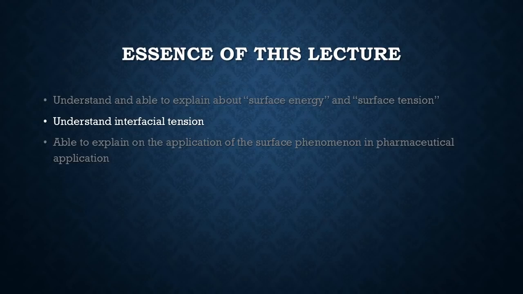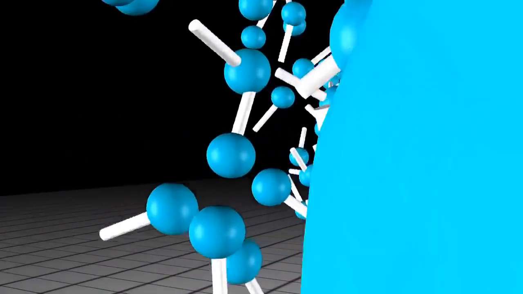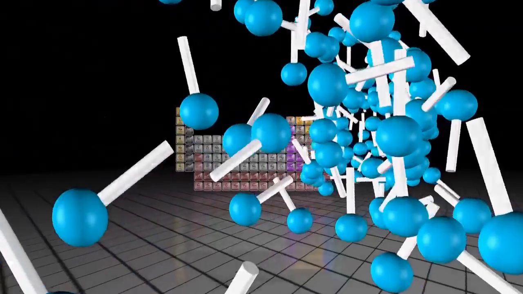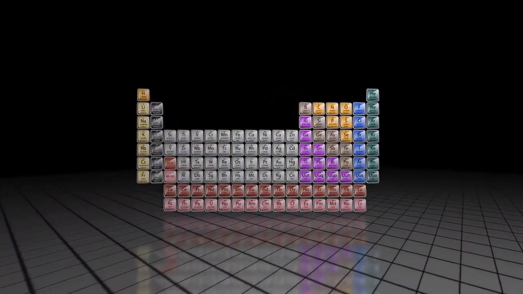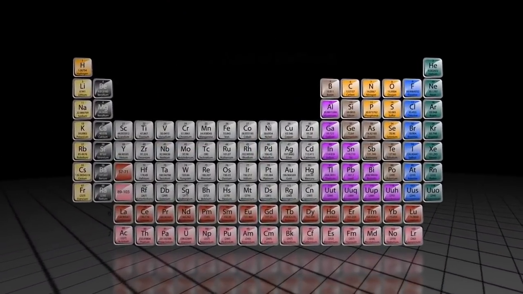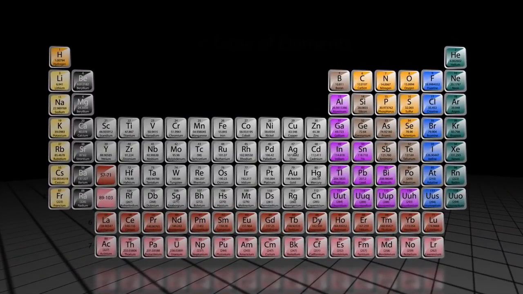Up to this point, I hope you understand and are able to explain surface energy and surface tension. And now let us go into interfacial tension. We'll need to go back and review Chemistry 101. You probably all remember that big chart that hung on the wall of the high school science lab. It's the periodic table, a cheat sheet of sorts, that categorizes all the unique atoms or elements that make up matter: hydrogen, sodium, carbon, nitrogen, oxygen.